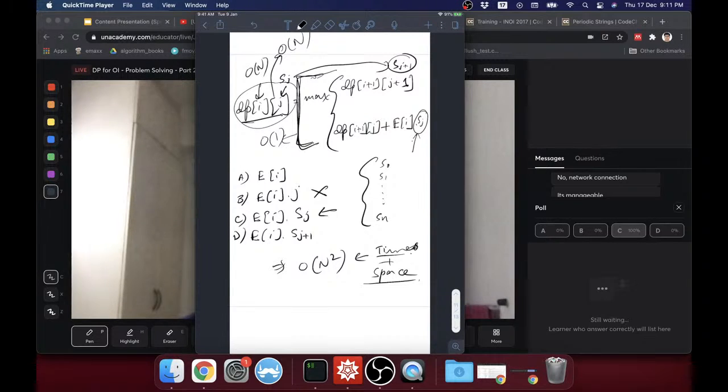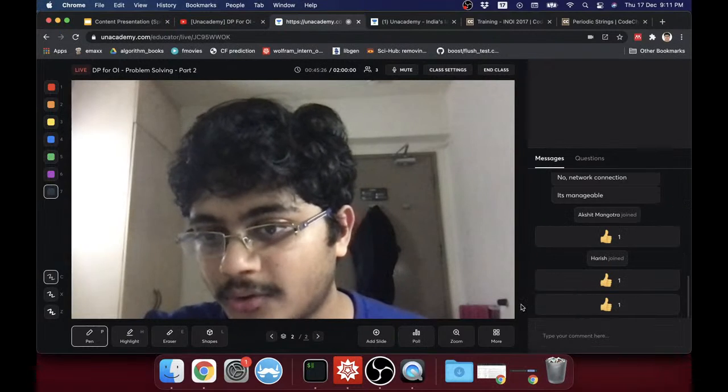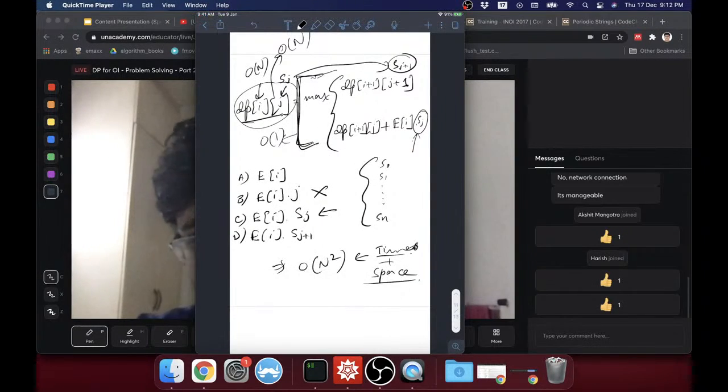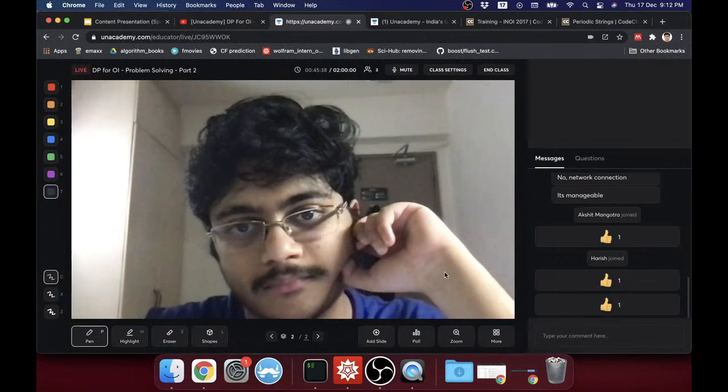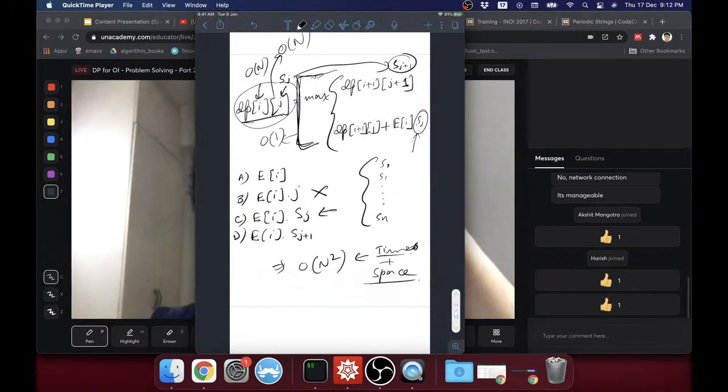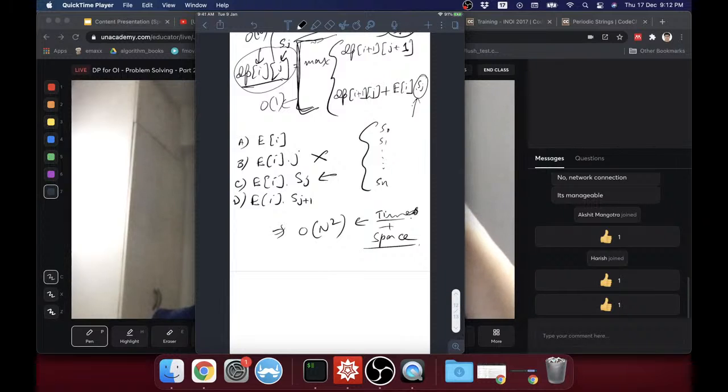Any doubts in this question? From an idea point of view, we'll go through the implementation just now. If you have any doubts, just put them in the message box. Okay, so let's go through the implementation.